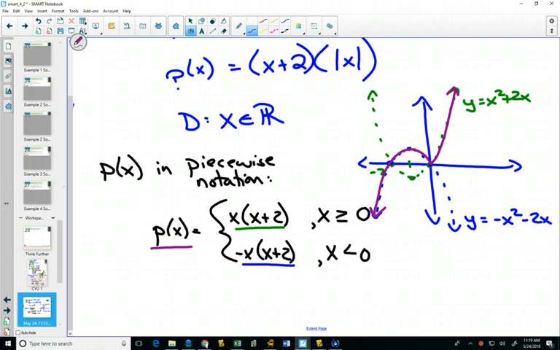Okay, questions for practice? 3, 5, and 10. Oh, and by the way, now that we've drawn our purple graph, we can say from the graph that the range is everything.